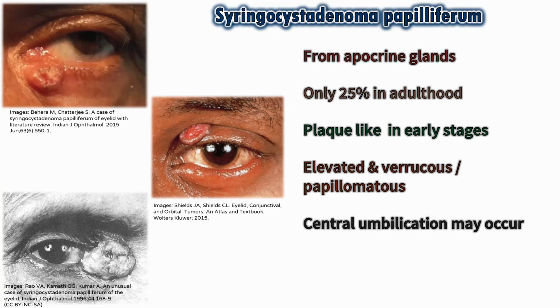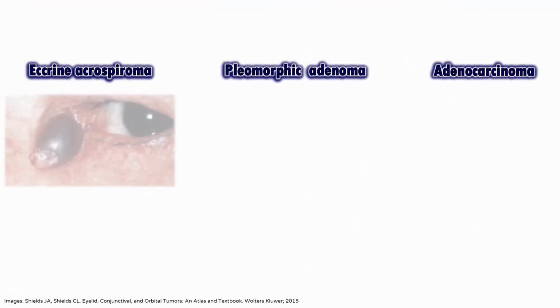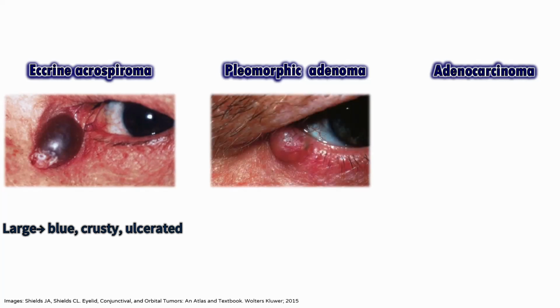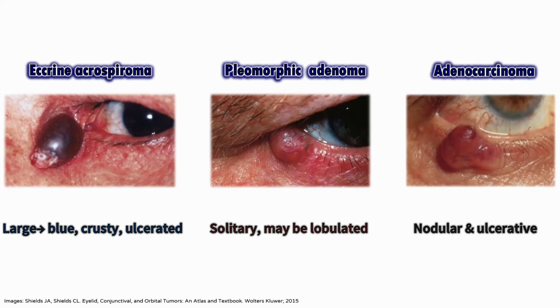Central umbilication simulating a basal cell carcinoma may occur, and it is believed that occasionally the lesion can evolve into a basal cell carcinoma. An eccrine acrospiroma, when large, can be blue, crusty and ulcerated and resemble a basal cell carcinoma. Pleomorphic adenoma from sweat glands is rare, but a solitary lobulated lesion can mimic a BCC, as can a nodular and ulcerated adenocarcinoma.